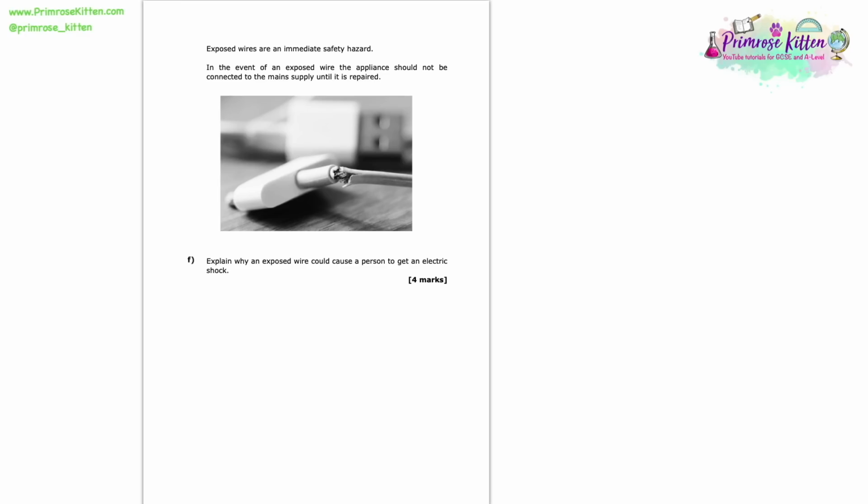Exposed wires are an immediate safety hazard. In the event of an exposed wire, the appliance should not be connected to the main supply until it's repaired. Here we're asked to explain why an exposed wire could cause a person to get an electric shock. So this is a 4-mark question, so they're asking us to be quite specific in the points here. Now I'm going to write down a few options that you can say, 5 different marking points, and any 4 of these would get us our marks.